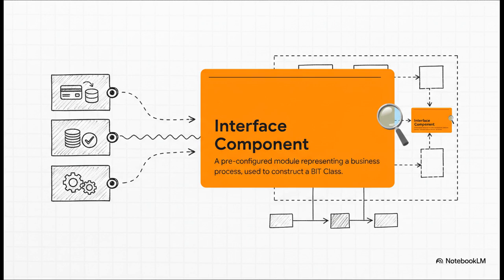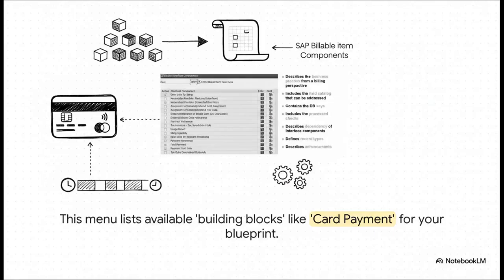Each one represents a specific piece of a business process, like how to handle credit card data or how to manage basic receivables. You just pick the components you need and snap them together to build your custom BIT class blueprint. And hey, this isn't just some abstract idea. You're looking at the actual menu in SAP. This is your library of building blocks. It's like walking into a hardware store. You just select the ones you need for your project. Need to handle card payments? You check that box. Need to track usage periods? Yep, there's a component for that too.